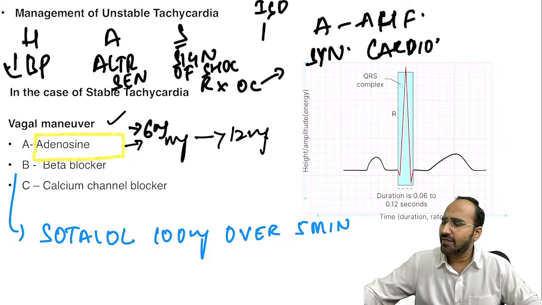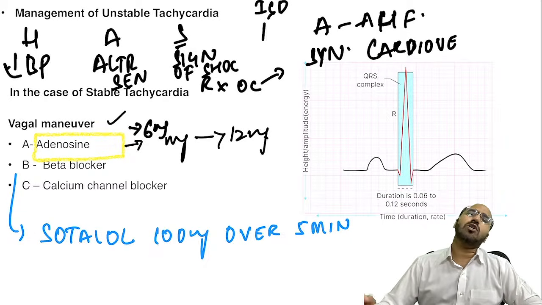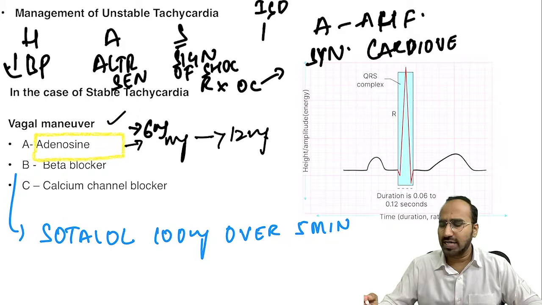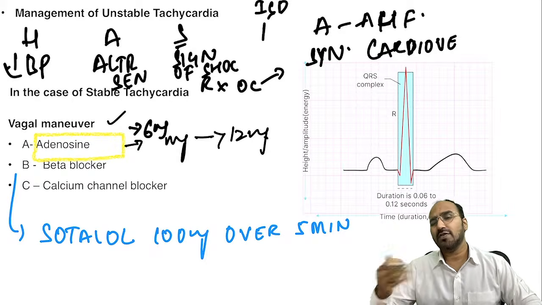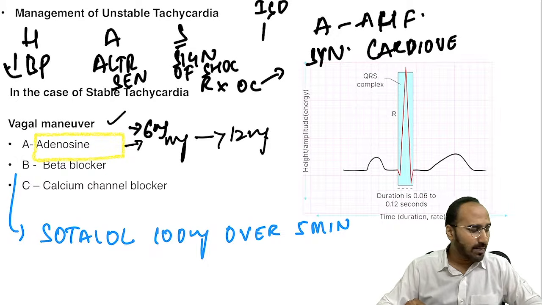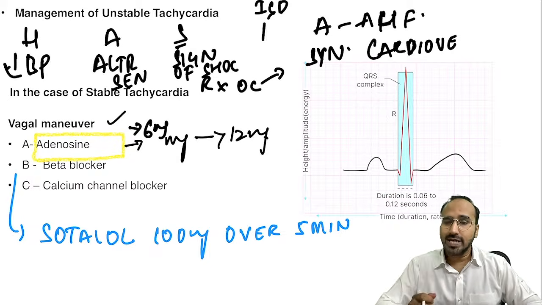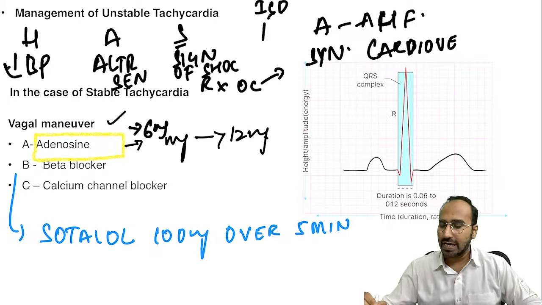But if the patient is having a stable tachycardia, then you can go for VABC. V stands for vagal maneuver. A stands for adenosine, that is the drug of choice. 6 mg you give. If not improving, 12 mg. Next, beta blockers you can give. And last is what, guys? Calcium channel blocker can also be given. But remember, for unstable tachycardia, the treatment of choice is synchronized cardioversion.